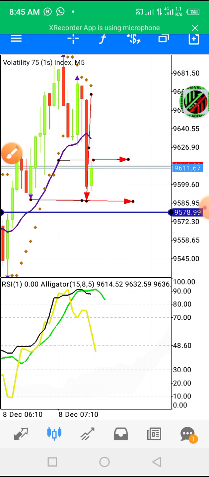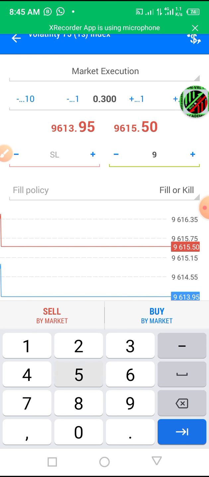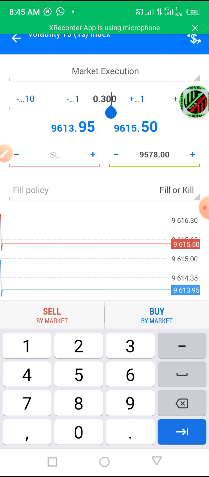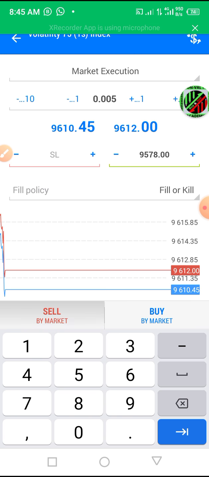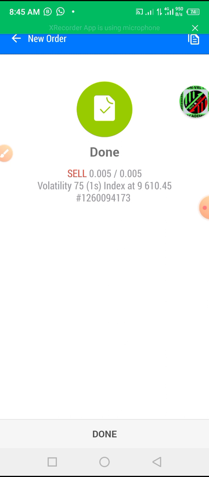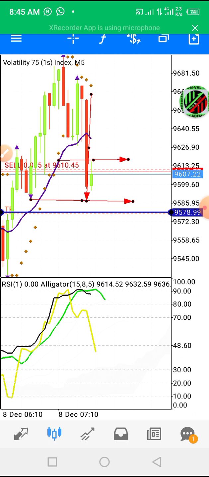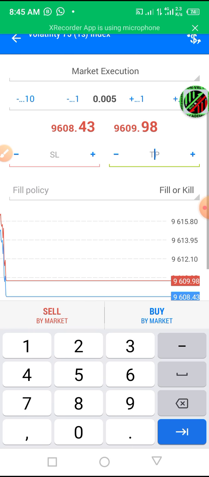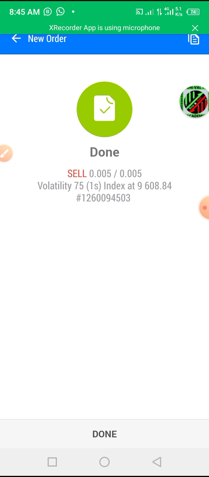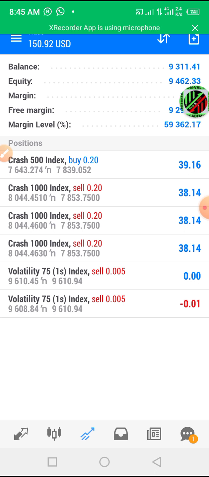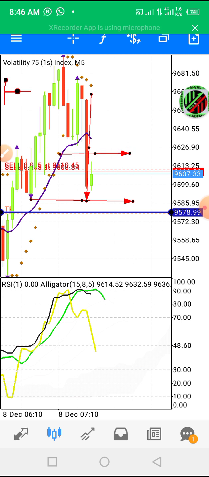You just come here to where you are putting the market. Your take profit should be what? 95.78. Let me reduce this to 300 minimum. Then you make the sell. Do you understand? 95.78. If you want two others, you also use the same level, 95.78. Sell. You allow it. If you want to put a stop loss on this particular index, let's assume you want to put your stop loss somewhere around here.